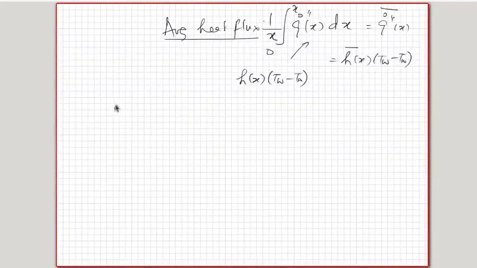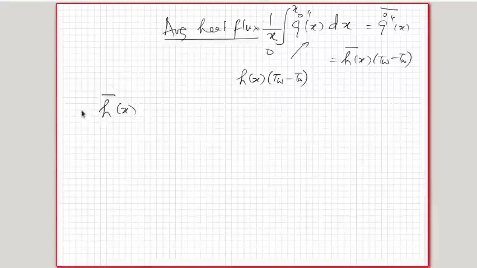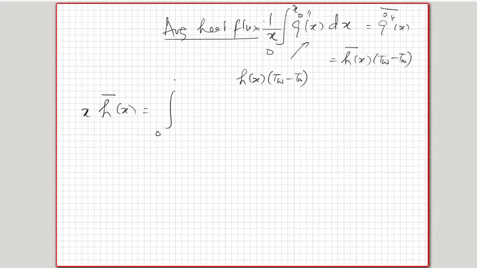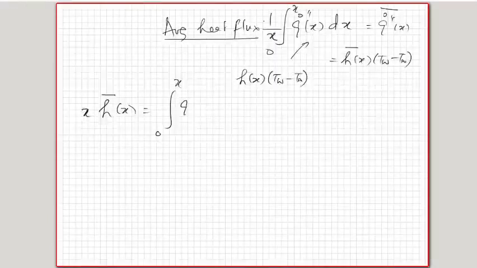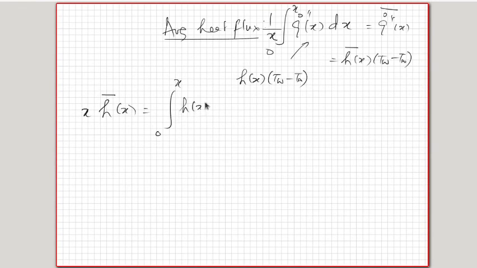So what you can get is h bar of x, and I can bring this x to the other side, into x is equal to integral from 0 to x of h of x dx. So you can see that when you try to integrate the heat flux, it actually is an integral of h and not the Nusselt number.